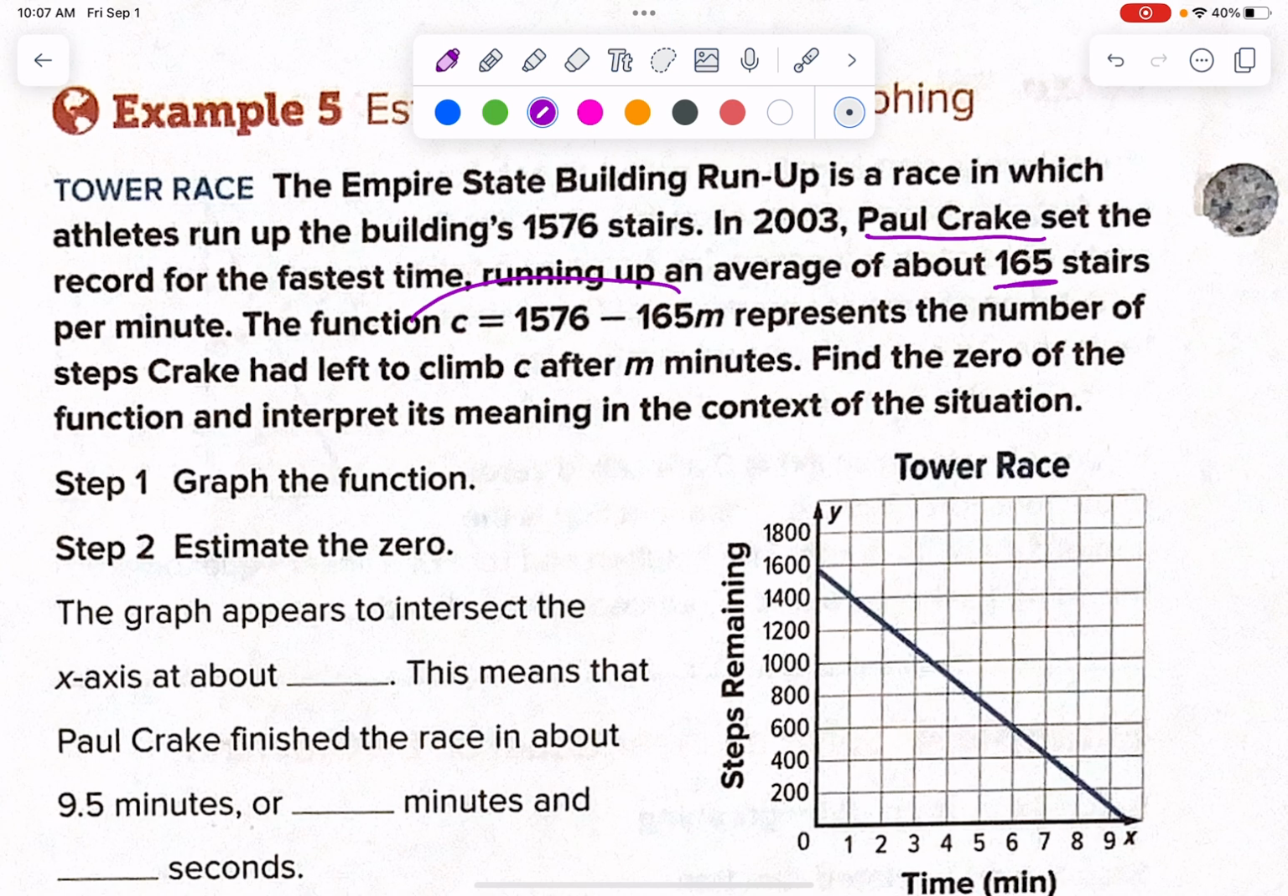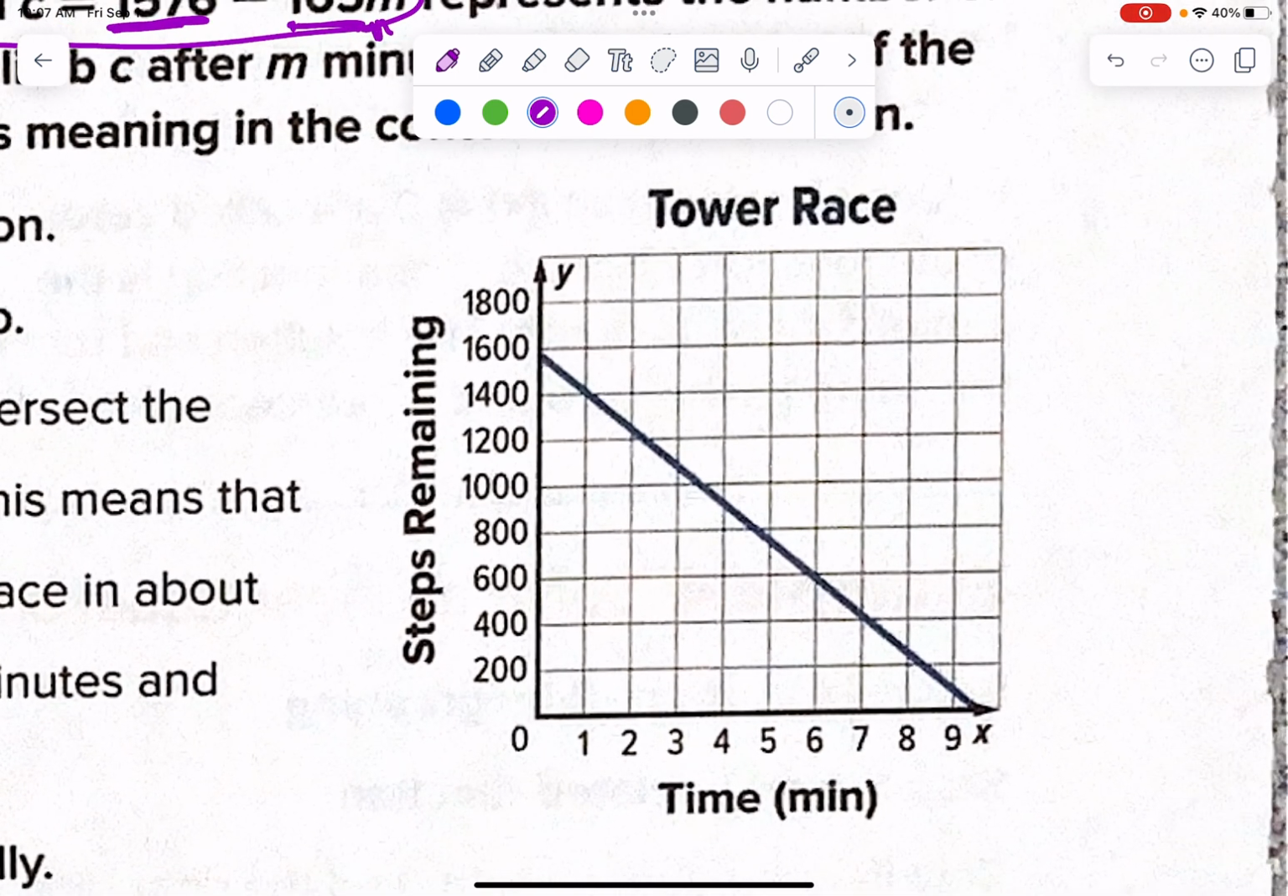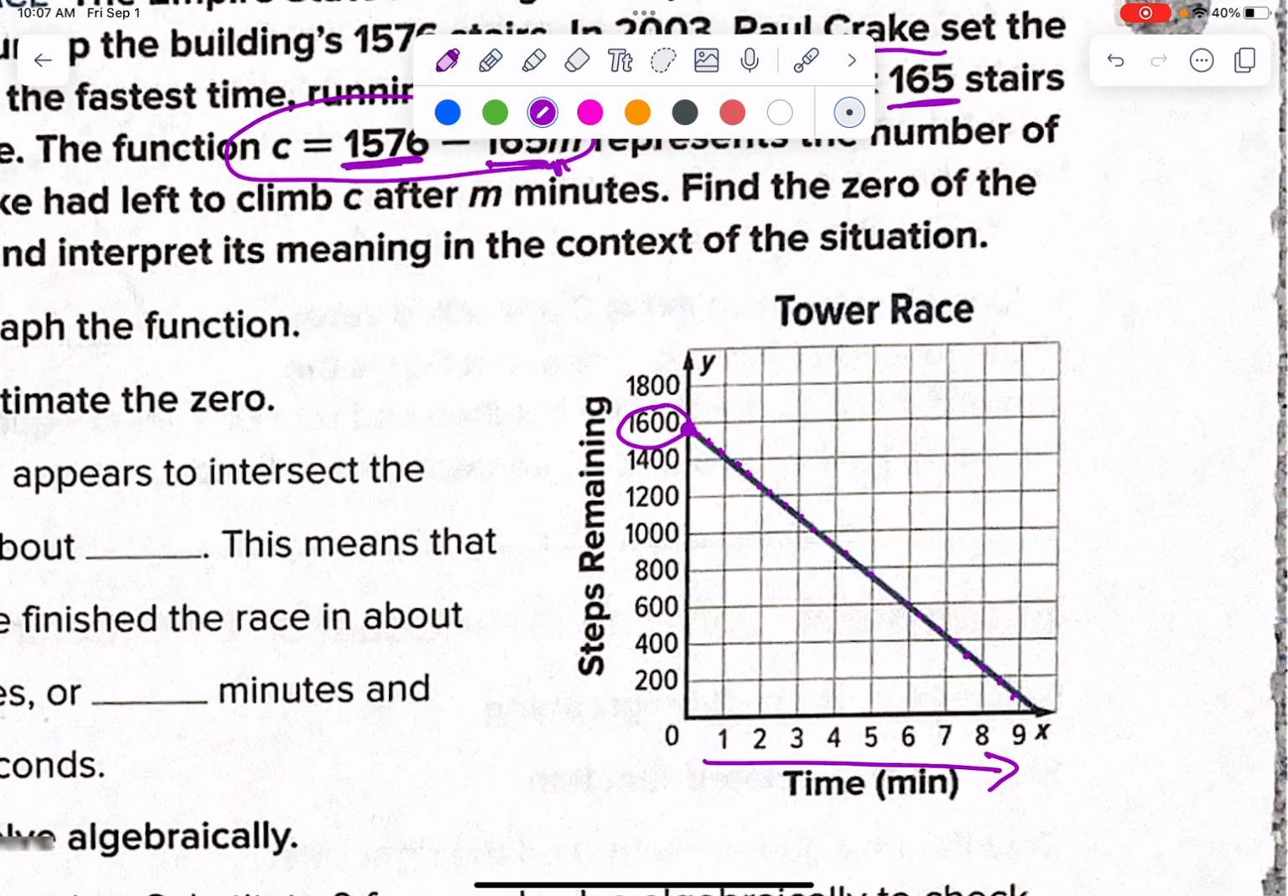This is the equation for him running up the stairs. So this is the initial, and then every minute he can go 165 stairs, so you're subtracting that as you go down. So if we look at that as a graph, they're just wanting us to interpret this, okay? He's starting with this many stairs, just a little less than 1,600. And as time goes this direction, as we increase in time, the number of stairs that he has left is going down, okay? They're saying find the 0 and interpret the meaning, okay?